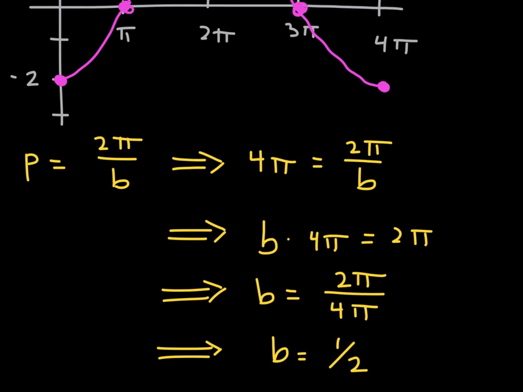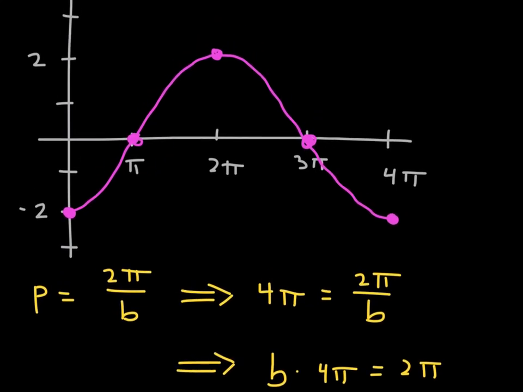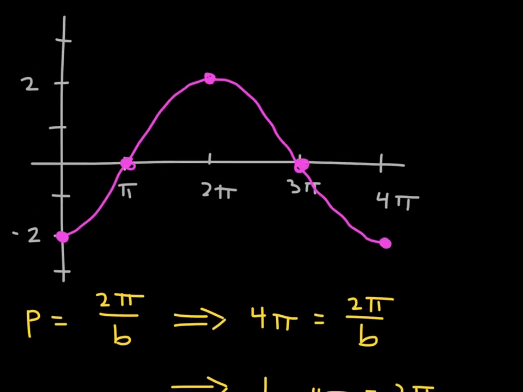Now, I know my b value, that's good, but what else is very interesting to me is the amplitude. Usually the amplitude for sine and cosine, for both of them, is just 1, but the amplitude here is 2 units. So I know that the amplitude, the absolute value of A, is just 2. That's my amplitude, okay? So that's good.